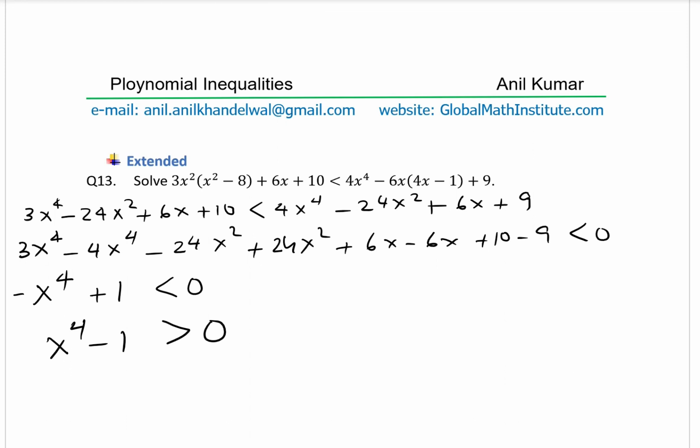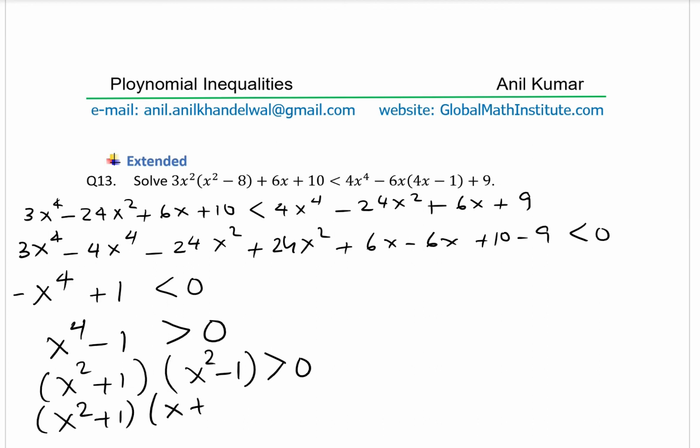That makes sense. So this becomes x squared plus 1 times x squared minus 1 greater than 0, which we could write as x squared plus 1 times x plus 1 times x minus 1 greater than 0. Correct? So we have a factored form. That is good. And now we can actually analyze and find the solution. Now, to analyze, we'll make a table.